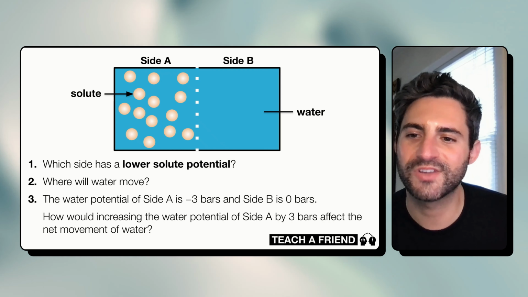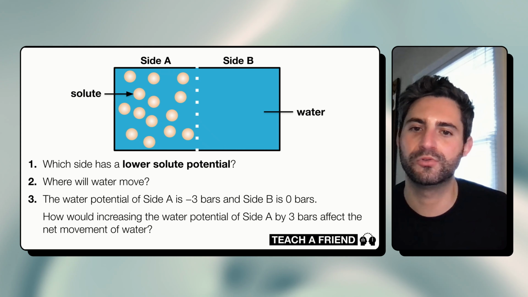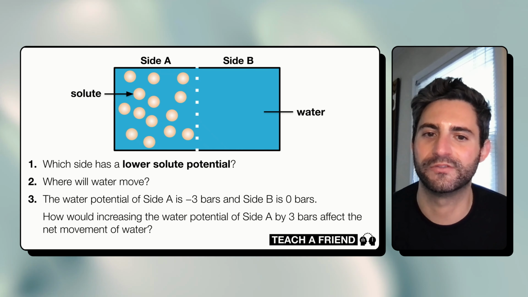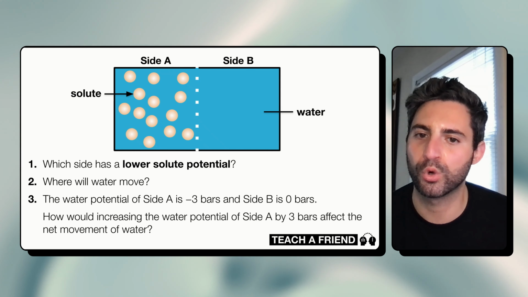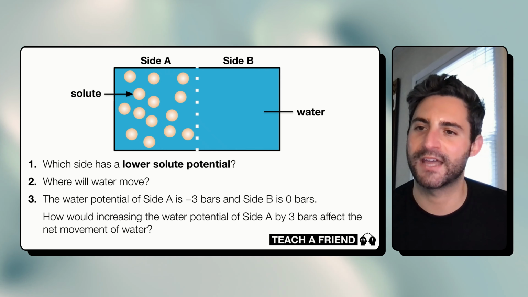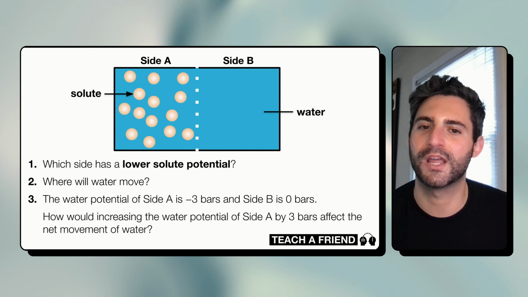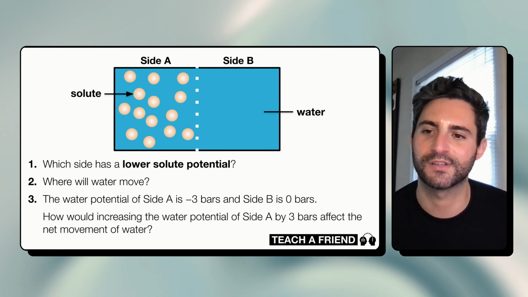So for the first question, which side has a lower solute potential? I hope you said that the solute potential of side A will be lower or more negative than side B, and that is because solute potential becomes more negative as solute concentration increases.